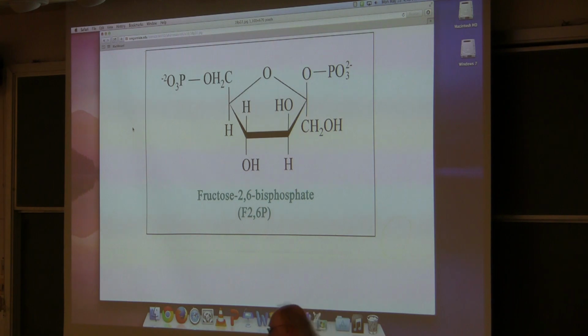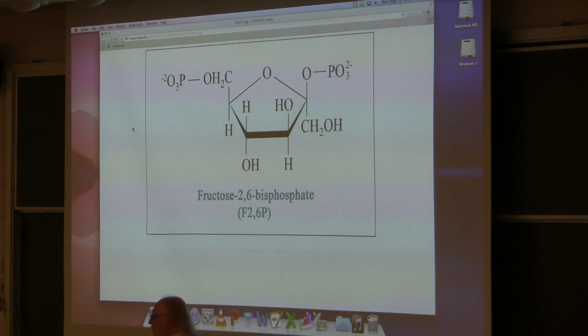F26BP activated PFK. What do you suppose F26BP is going to do to FBPase? The opposite effect. It's going to turn it off. Things that turn on glycolysis will turn off gluconeogenesis. Things that turn on gluconeogenesis will turn off glycolysis.